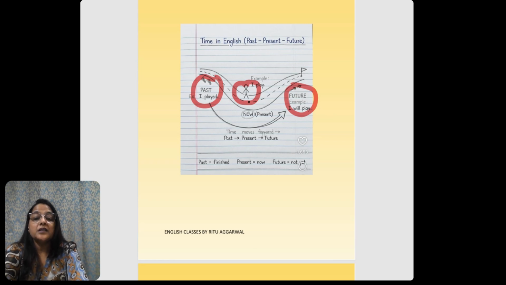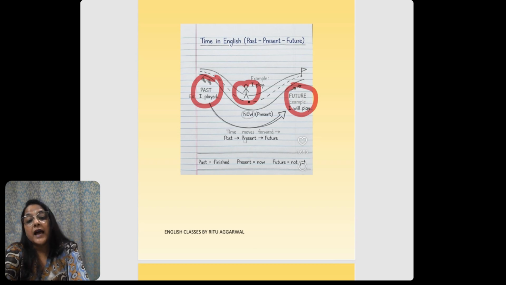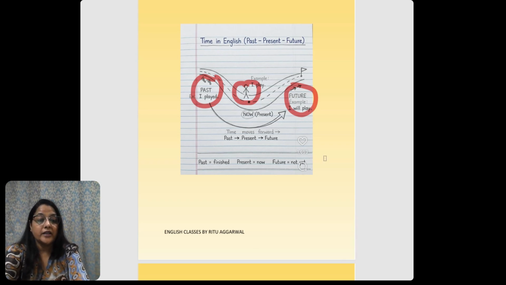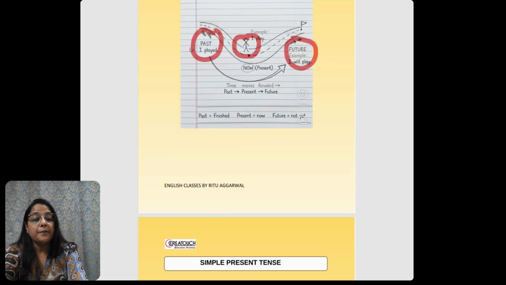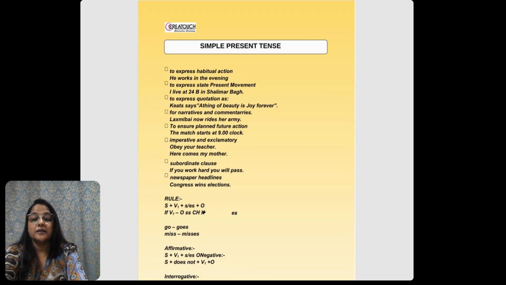So time is moving forward, that is a future tense. Time which is gone is a past tense. And time which is right now running is present tense. Past is finished, present is now, and future is yet to come. So let's begin step by step with a single process, the simple present tense.